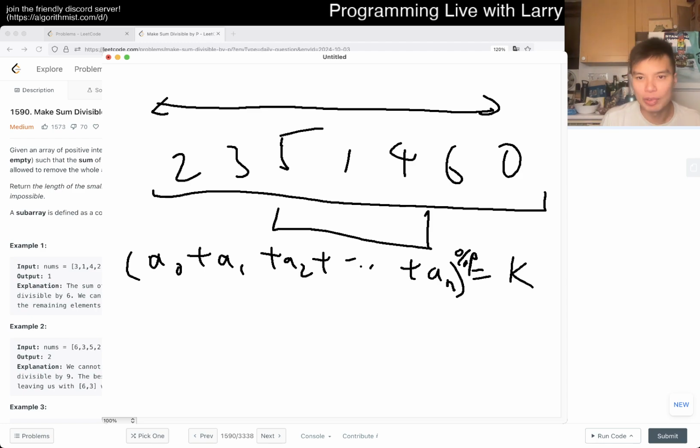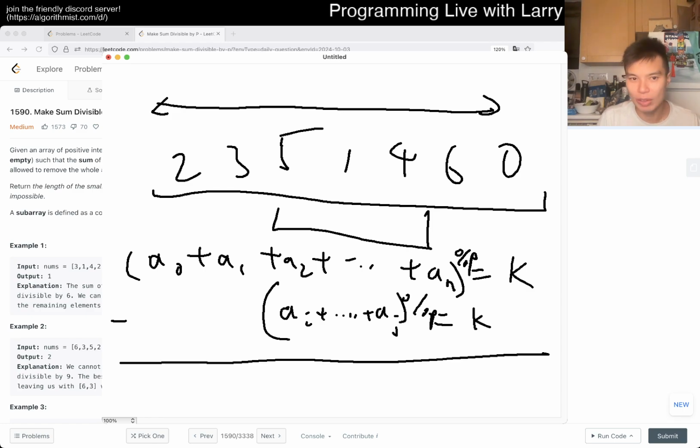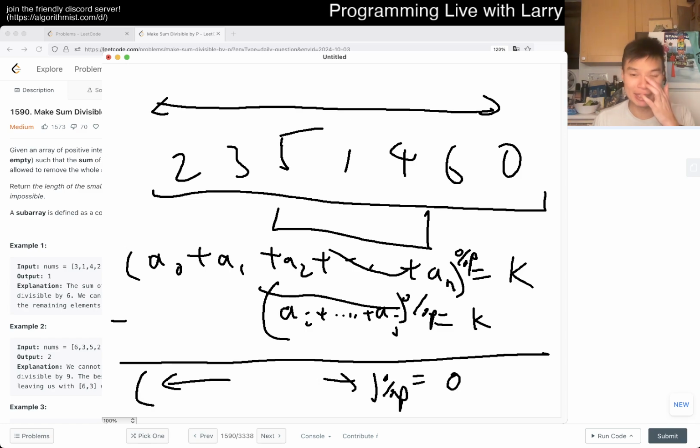And then we want to subtract out some smaller subarray where, let's say, a sub i plus dot dot dot plus a sub j is also equal to k, mod p. So when you subtract this out, the part in the middle cancels out, and the rest of the array mod p is equal to 0. That's basically the idea.